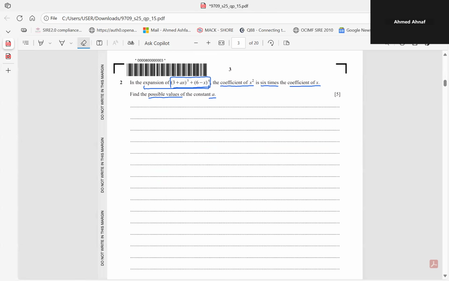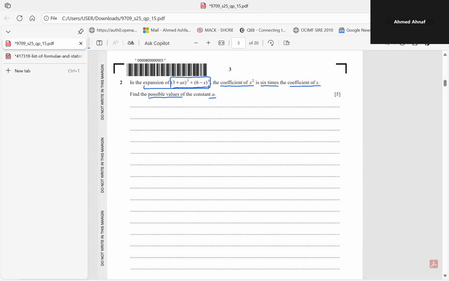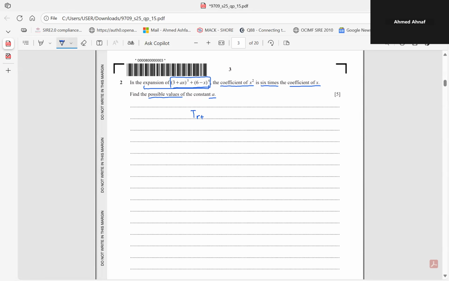Okay, and also realize that when r is equal to 3, this is the first, second, third, the fourth term. So it's the r plus 1 term. So our formula for a general term would be T r plus 1 equals n choose r times a to the power of n minus r times b to the power of r.